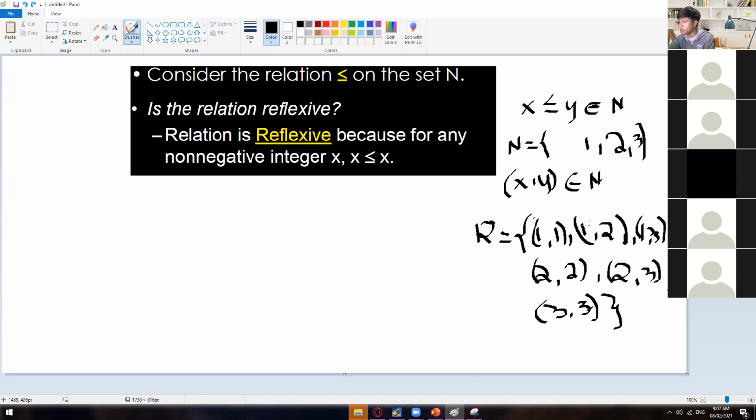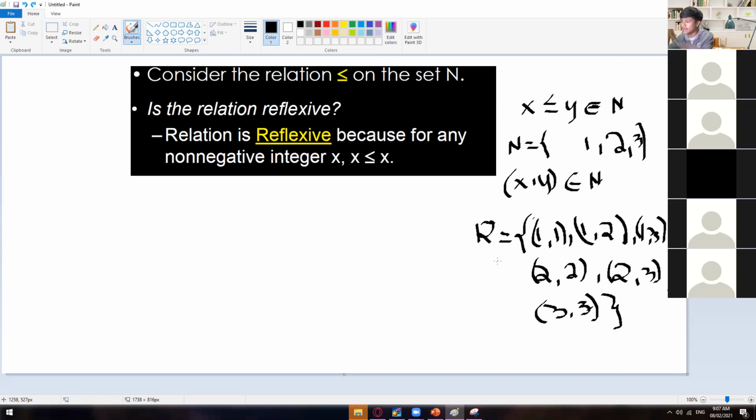We also have (1, 2), (1, 2), and then (2, 3). We also have (1, 3), and then (1, 3), and then (3, 3). We also have (1, 3), and then (2, 3), and then (3, 3). We also have (2, 3). Okay. So as you can see, just check every possible ordered pair when it comes to checking transitive.